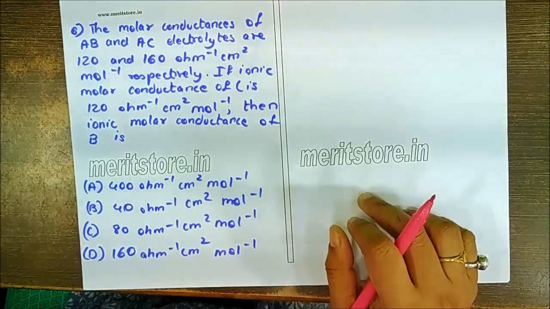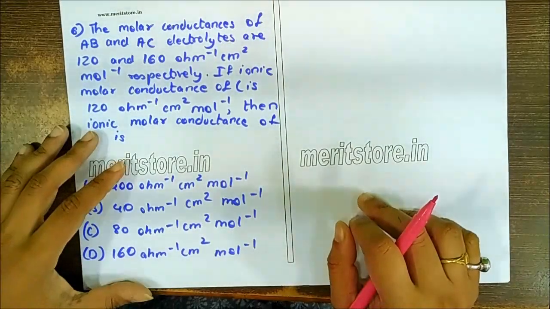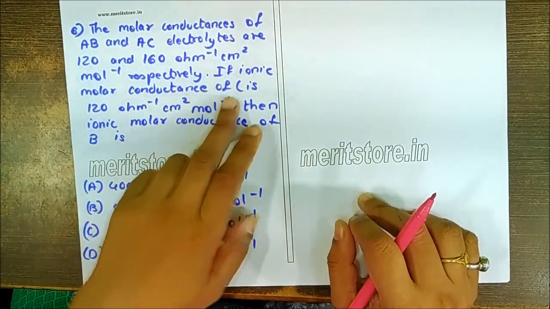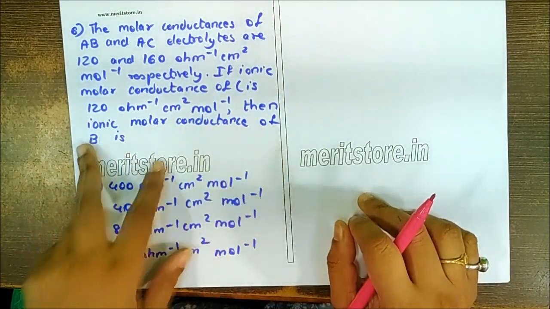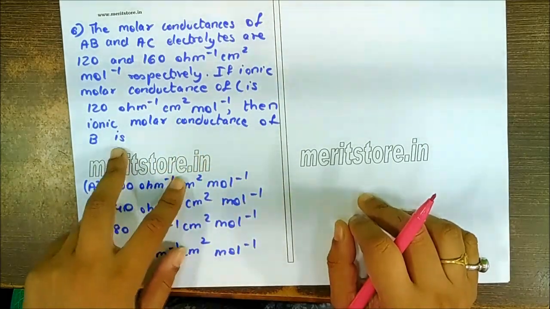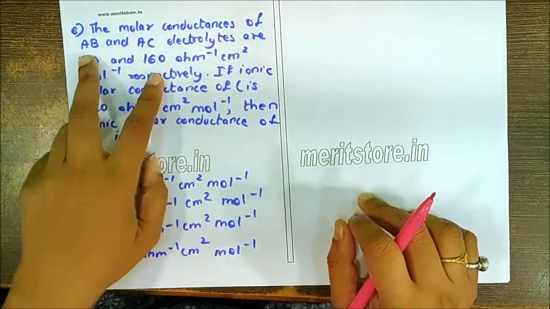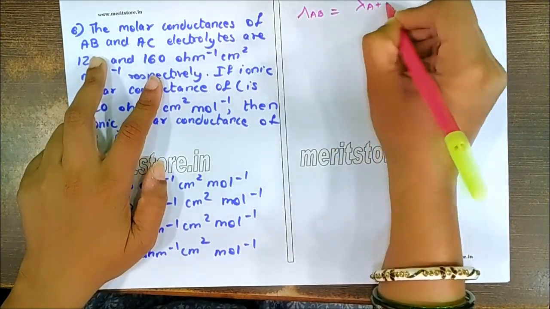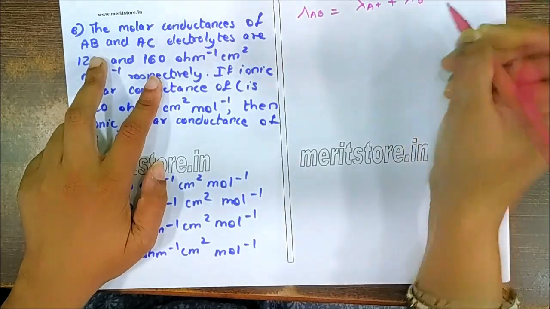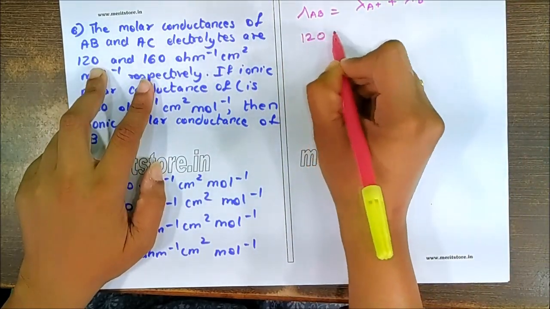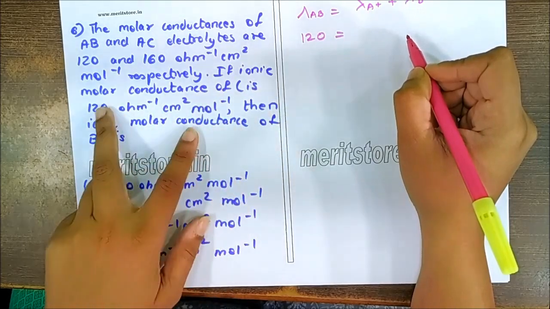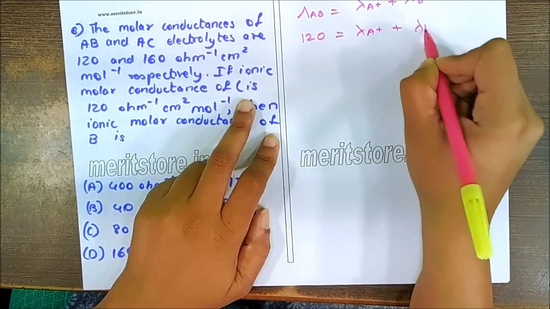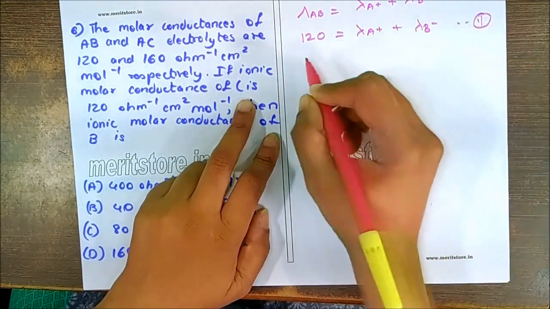Question number 6: the molar conductances of AB and AC electrolytes are given. If the ionic molar conductance of C is 120, then we have to find the ionic molar conductance of B. Now when I talk about the molar conductance of AB, it is nothing but the contribution of A+ and the contribution of B-. Now this is given as 120. But here they have given the ionic molar conductance of C. So this is the molar conductance of A+ and B-. I am writing this as equation number 1.